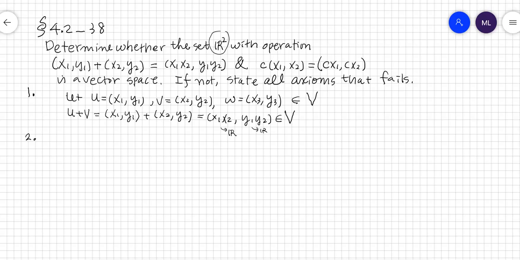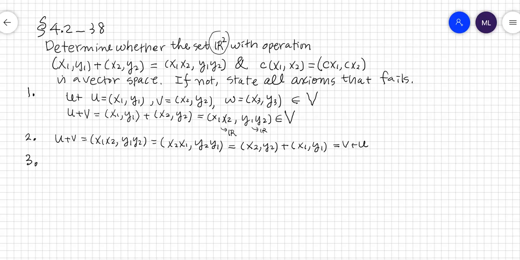Now, number two is the commutative property. So we know that u plus v is (x1x2, y1y2), which is the same as (x2x1, y2y1), which we can say is (x2, y2) plus (x1, y1), which is v plus u. So this is the second axiom satisfied.